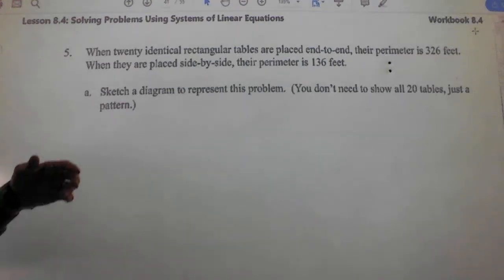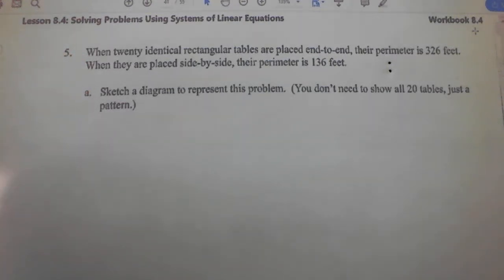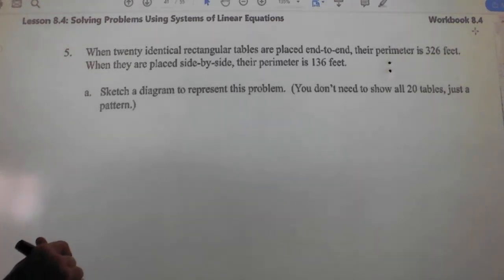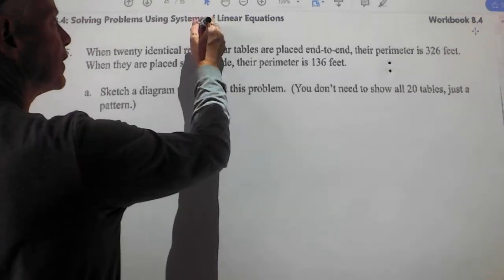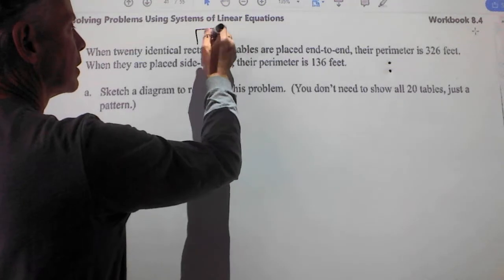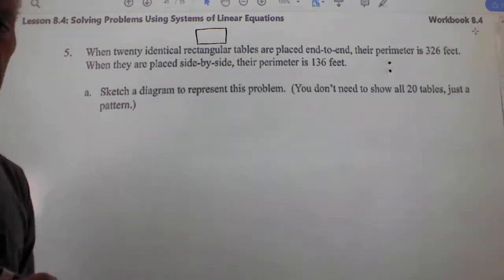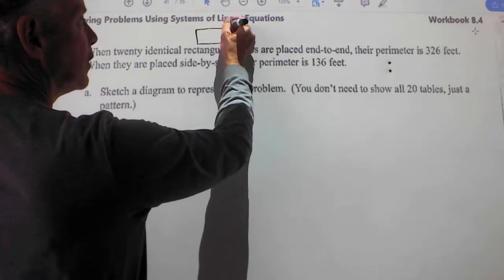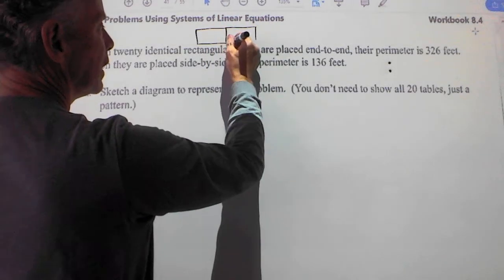So this one says, when 20 identical rectangular tables are placed end to end, their perimeter is 326 feet. When they are placed side by side, their perimeter is 136 feet. Okay? So basically what they're saying is, you have rectangular tables, and in the first case, you're placing them end to end, right?